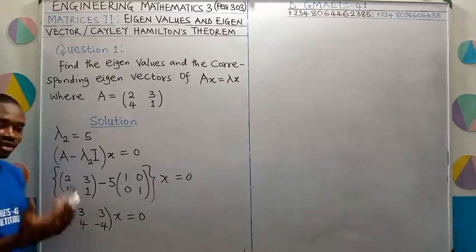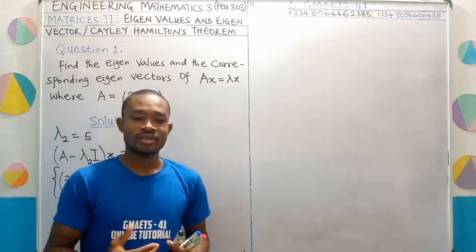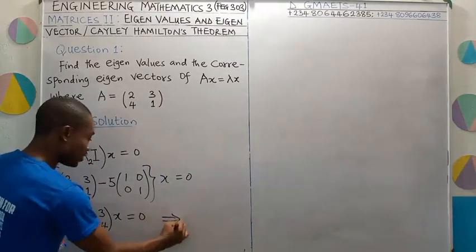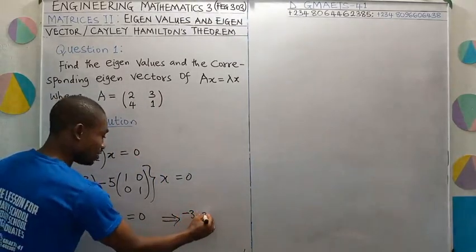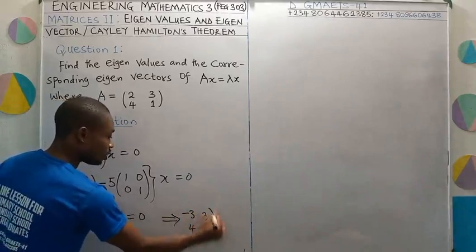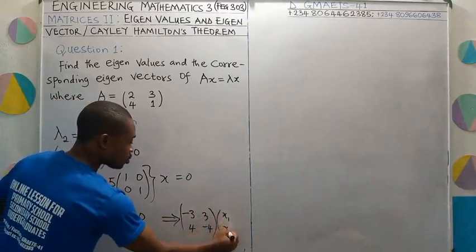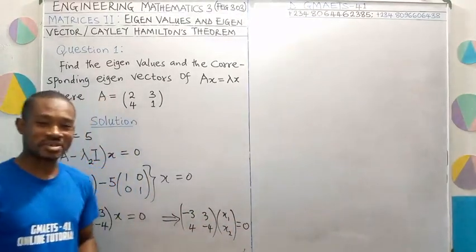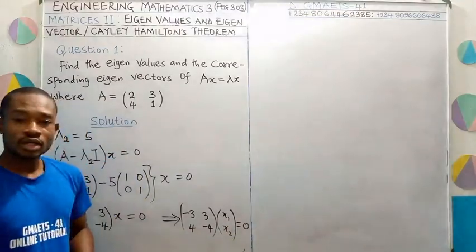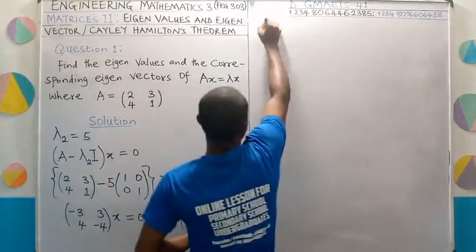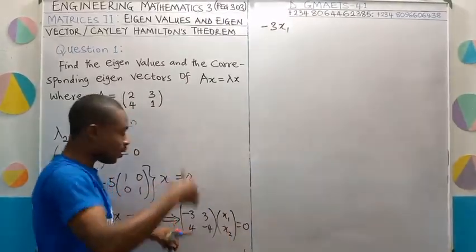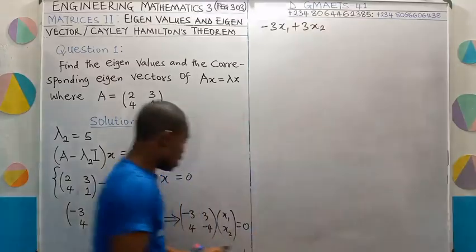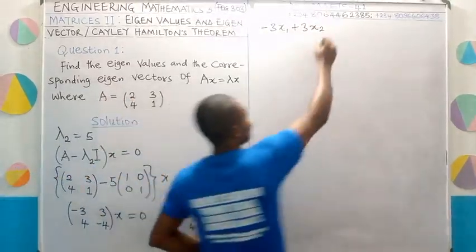And remember, our x is a column vector, whose value we call the what? Eigenvectors. So let us substitute and see. It simply implies that minus 3, 3, 4, and minus 4 multiplied by x1, x2 will be equal to what? 0. At this point, we are going to multiply these matrices and then solve for x1 and x2. Minus 3 times x1 will give us minus 3x1, and then plus 3 times x2, which will give us plus 3x2. And of course, that is meant to be equal to 0.